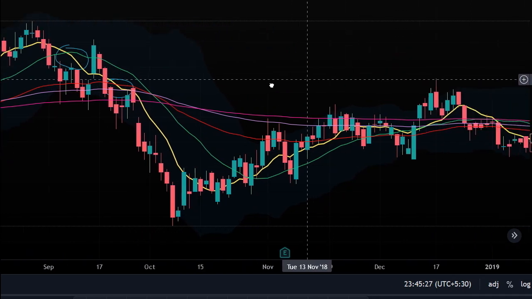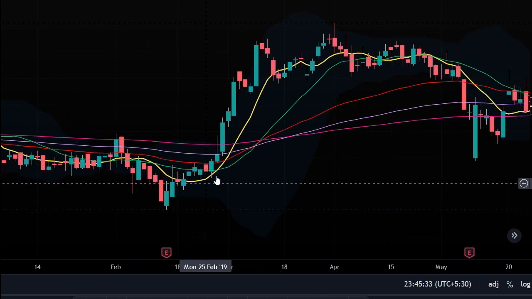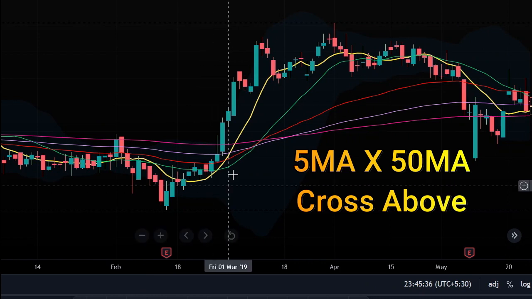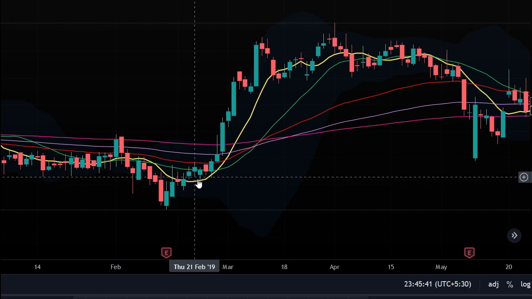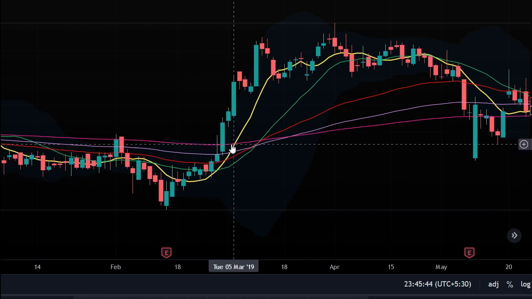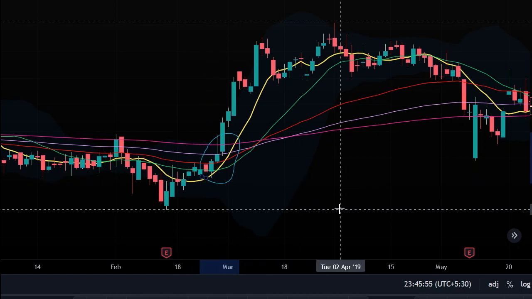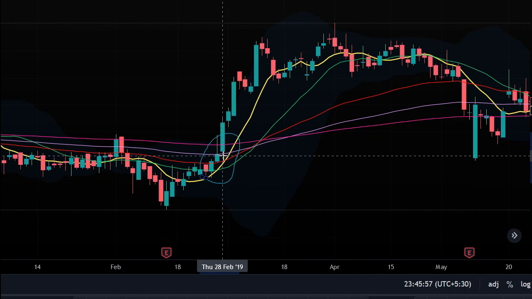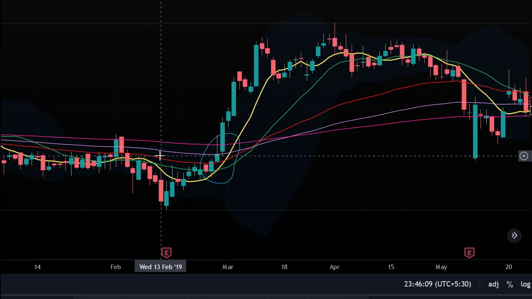Now we will check for the bullish movement. Whenever the smaller moving average crosses the bigger moving average, like this 5 MA over the 50, you can expect a bull rally. 20% profit in 2 weeks.